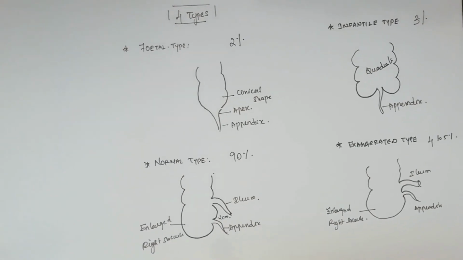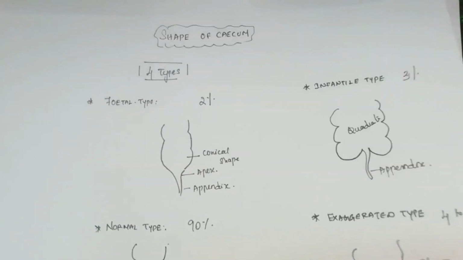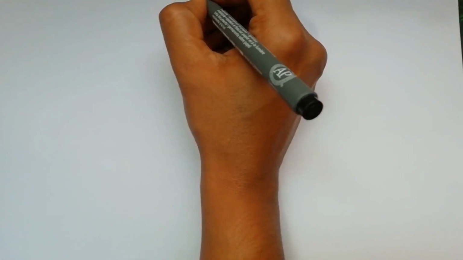Now we will move on to the position of this cecum. Talking about the position, we have got again 9 regions as you already know. So we are talking about position.